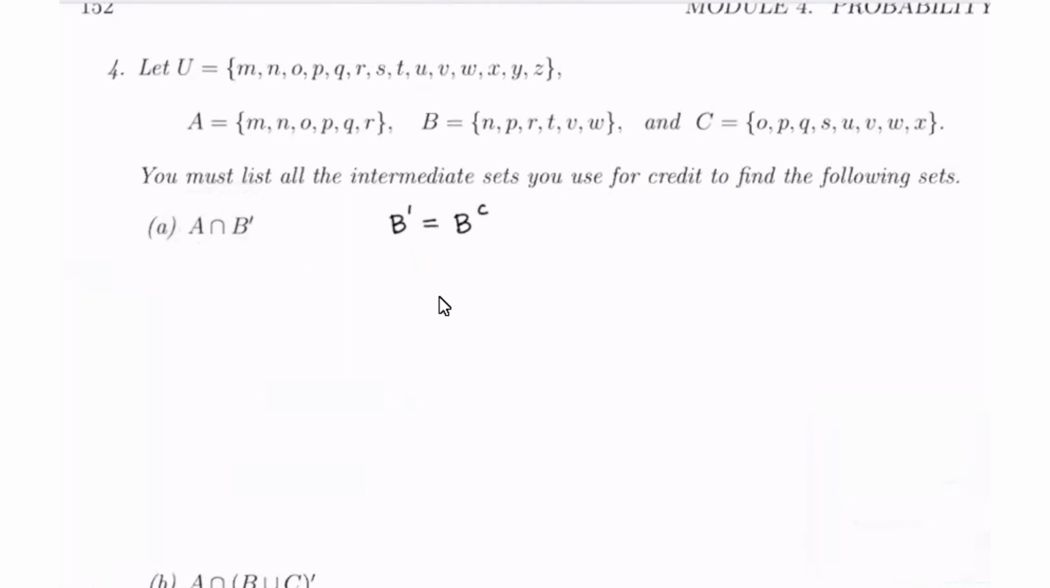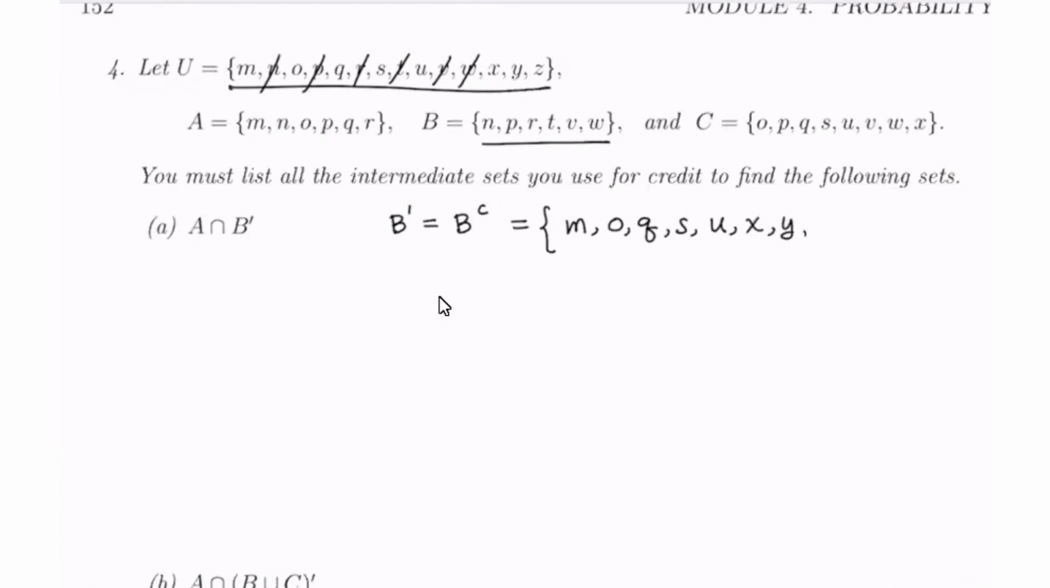B complement means the element is not in B. You look at the universal set and find elements not in B. So N, P, R, T, V, W is away. So it is M, O, Q, S, U, X, Y, and Z. This is B complement.